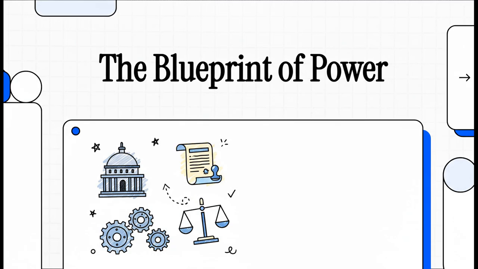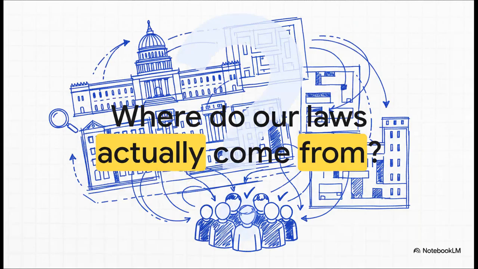You know, laws shape pretty much everything we do every single day. But have you ever really stopped to think about where they come from? It's not as simple as just one person making a decision. It's way more interesting than that. So today, let's pull back the curtain and take a look at the actual blueprint for how a nation's rules get made.